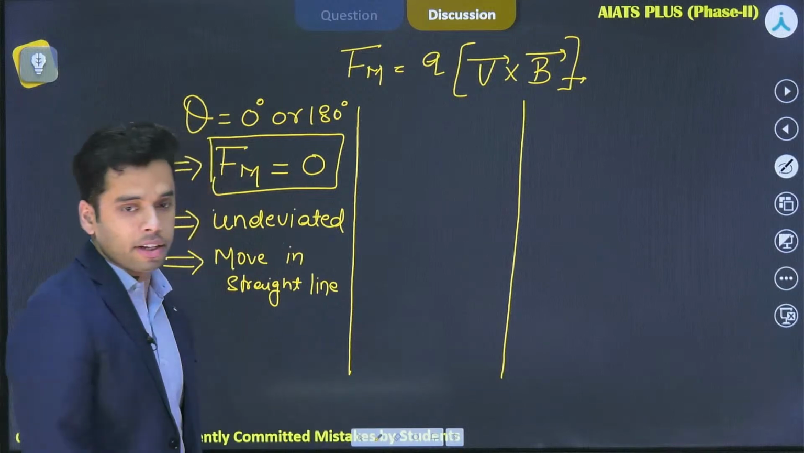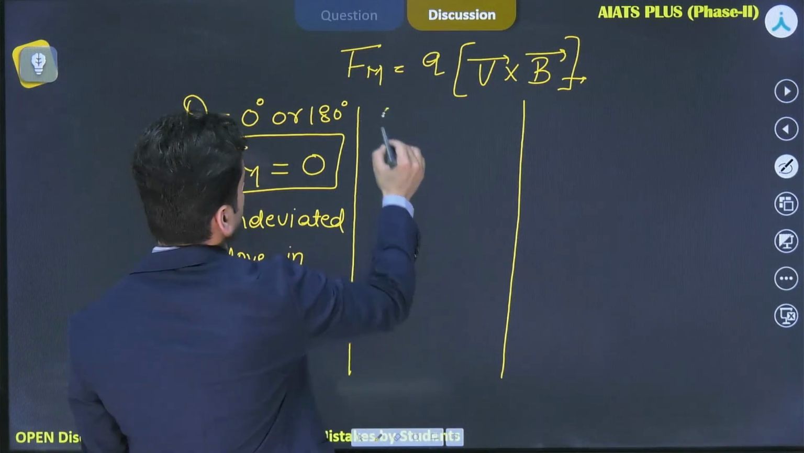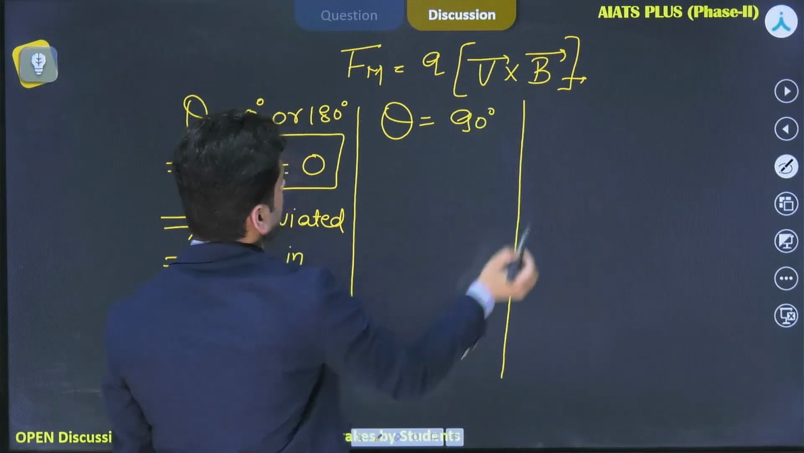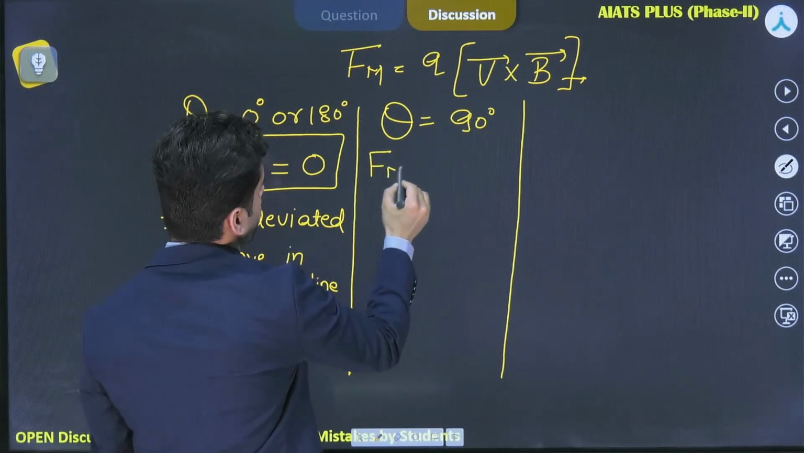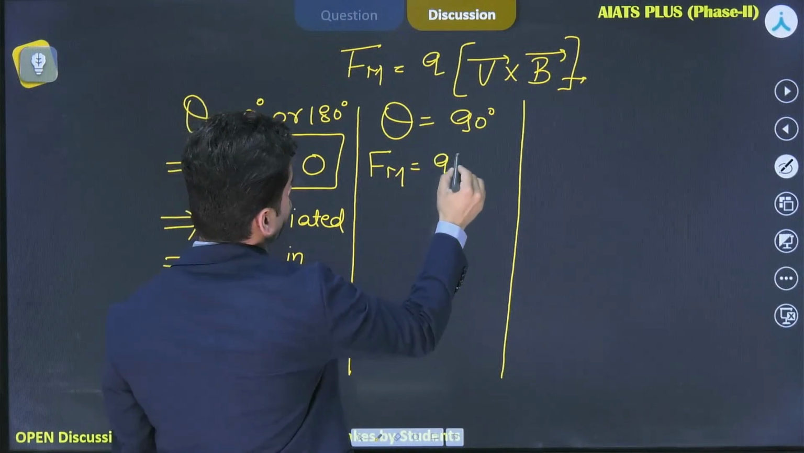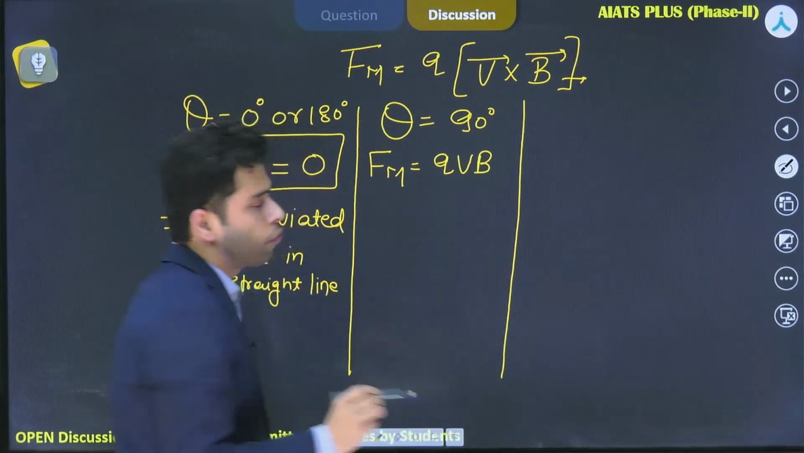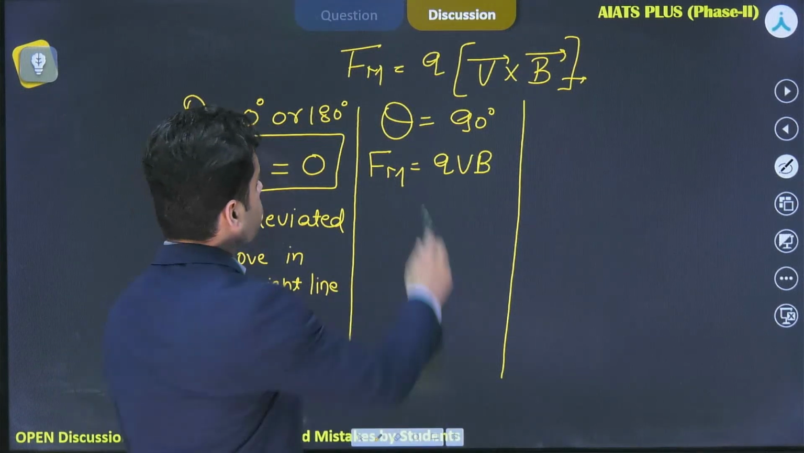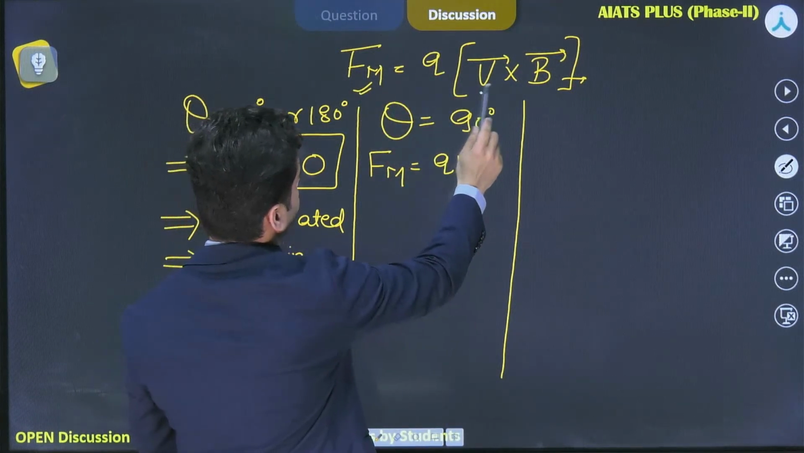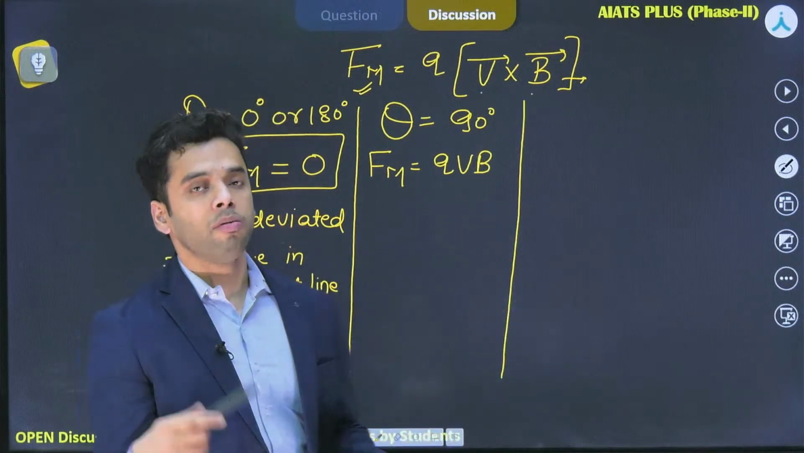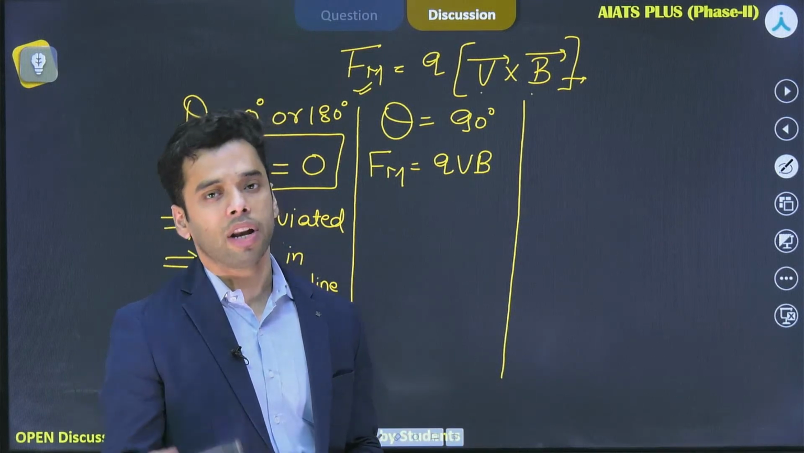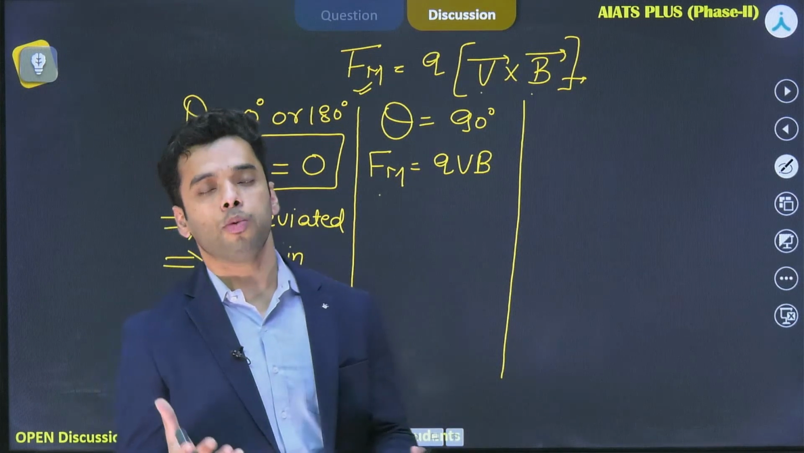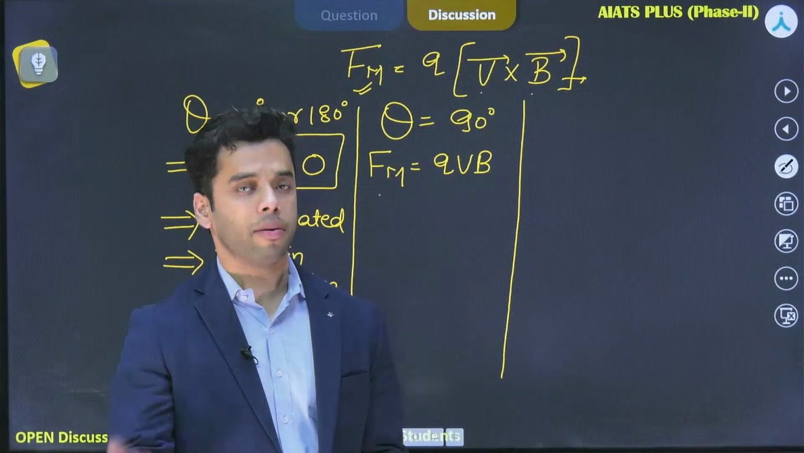Right, this was the first case. Now let me assume that the angle between V and B is 90 degrees. In that case, the magnitude of the magnetic force will be equal to QVB, and this force will be perpendicular to the velocity, because this magnetic force comes from the cross product of V and B. So it will be perpendicular to both the velocity as well as the magnetic field. So Fm is equal to QVB, and this force will be responsible for providing the necessary centripetal acceleration.